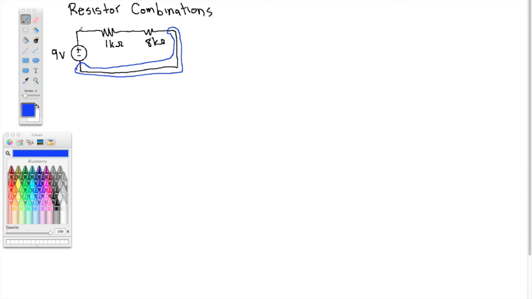So this is 9 volts here, but what is the voltage here? And what's the voltage equivalent? We could ask, what's the voltage across this resistor? What's the voltage across this resistor? And we could ask things like, well, what's the current in that loop?